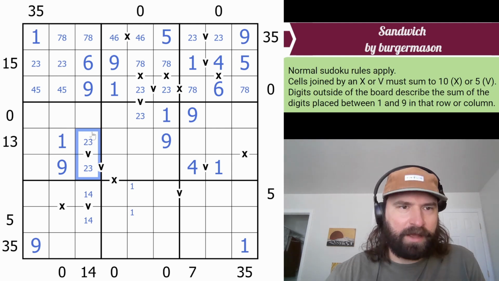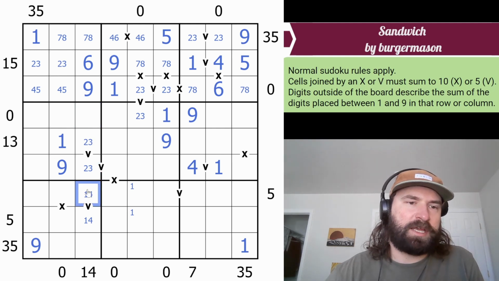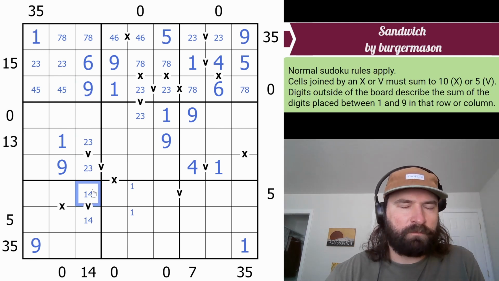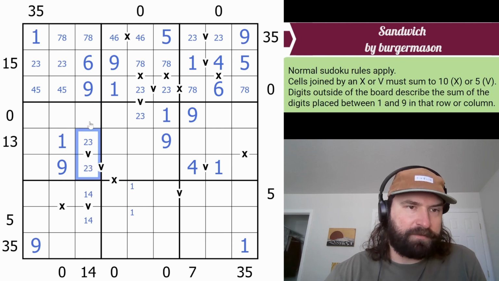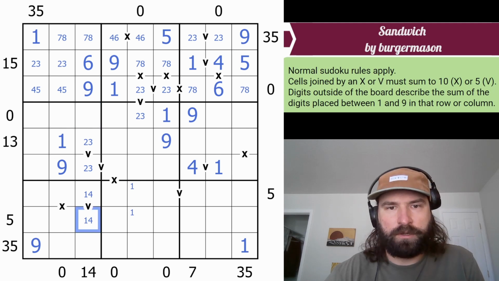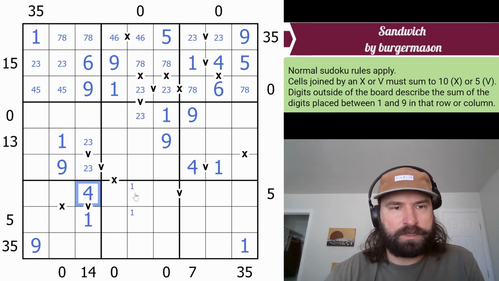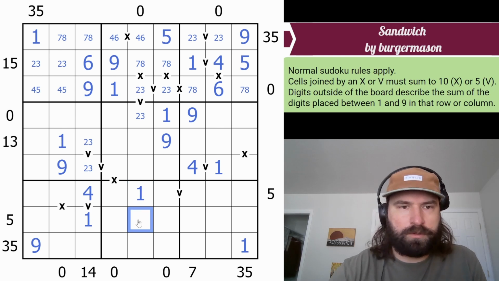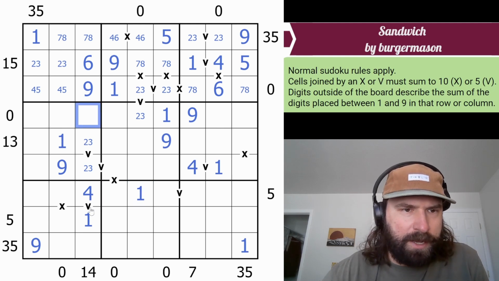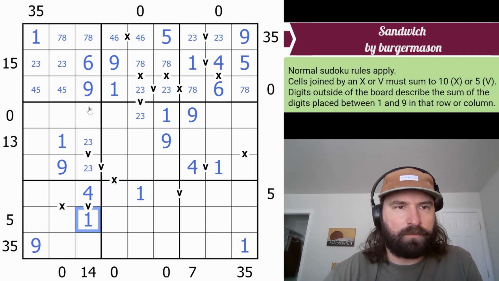Because these add to 5, and I can't put a 9 here. So this can't be a 1. Because these add to... So the 9 is here. If I put a 1 here, these 3 cells have to add to 14. And these two add to 5. So this one would have to be a 9, and we already have a 9 here. So this has to be a 1. This has to be a 4. This has to be a 1. And now 4 plus 5 is 9. So this has to be a 5 to add to 14.